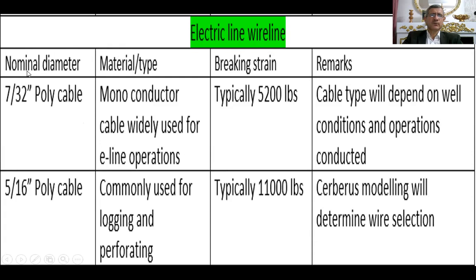Let's move on to electric line wireline. We have a nominal diameter 7/32 poly cable and 5/16 inch poly cable. This one has monoconductor electric line, widely used for electric line operations. Breaking strain is typically 5,200 pounds. Remarks: cable type will depend on well conditions and operations conducted.